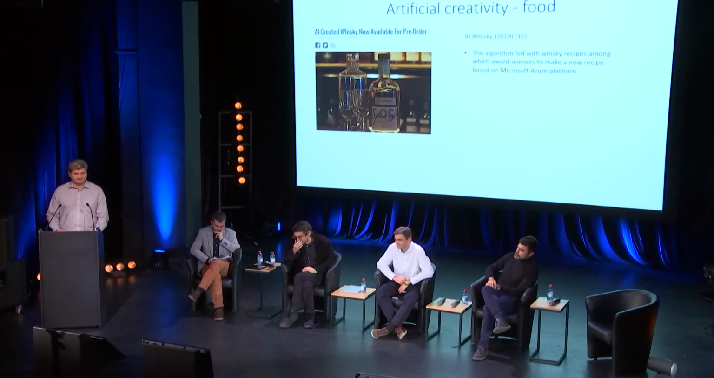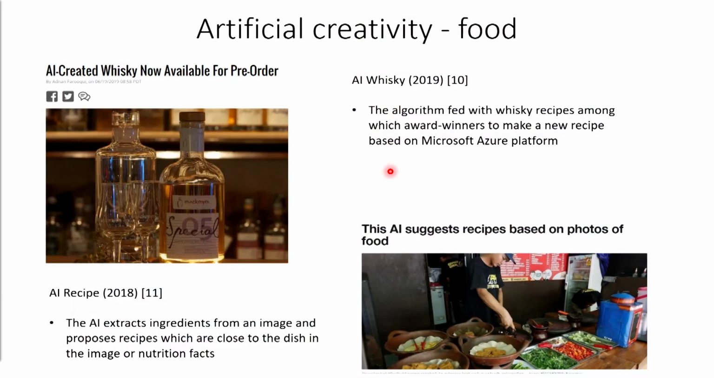So that's my favorite one. The AI whiskey. This is not IBM, this is the Microsoft Azure platform. They used it to make a recipe of whiskey based on data sets. And of course, you have quite a lot of applications now where you can take a picture of what you have in the restaurant, and then they will detect that it's a burger, and you should not eat it if you really want to lose weight. And then you say, okay, I already know it, but I still eat it.